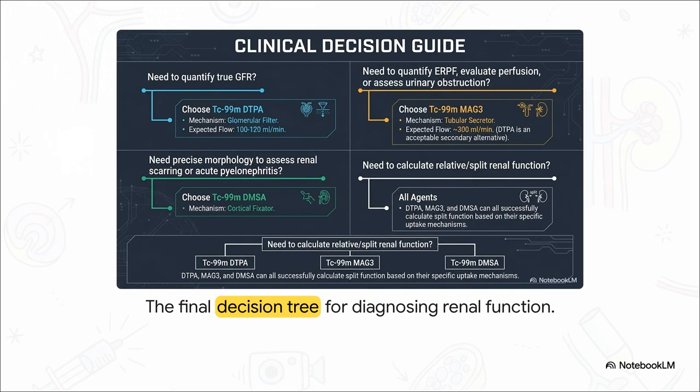So, applying all of this to a final decision tree is actually pretty straightforward. If you need to quantify a true glomerular filtration rate, you choose TC99M DTPA. If you need to quantify effective renal plasma flow, evaluate perfusion, or critically assess a urinary obstruction, your go-to is TC99M MAG3. If you need precise morphology to assess renal scarring or acute pyelonephritis, you choose the cortical fixator, TC99M DMSA. And importantly, if you just need to calculate relative or split renal function, any of these three agents can successfully get the job done based on their specific uptake mechanisms.